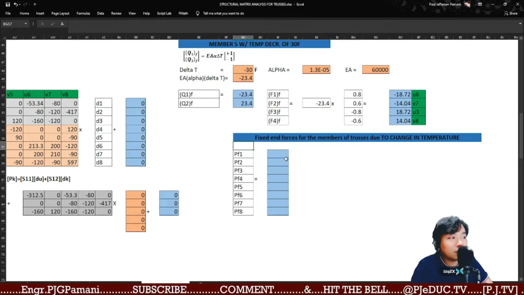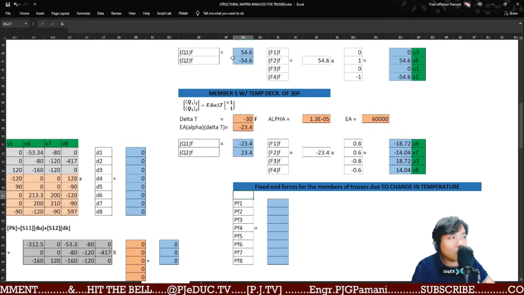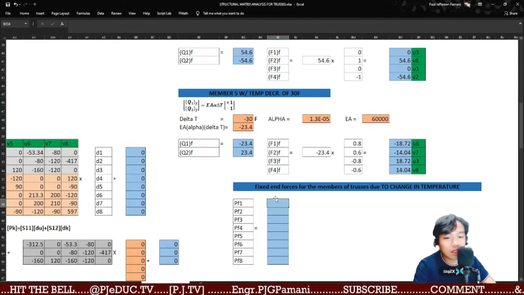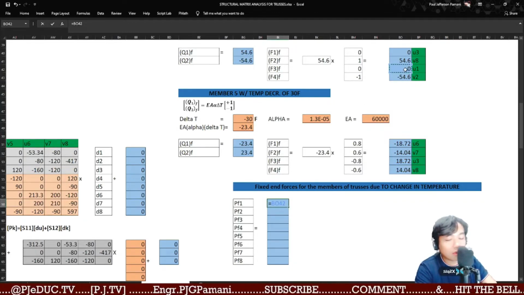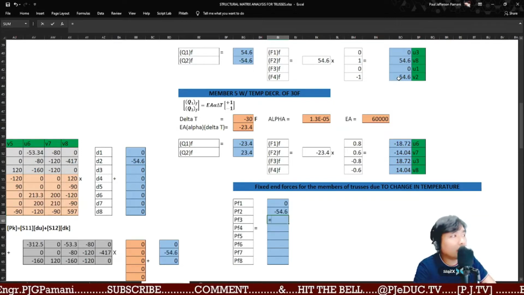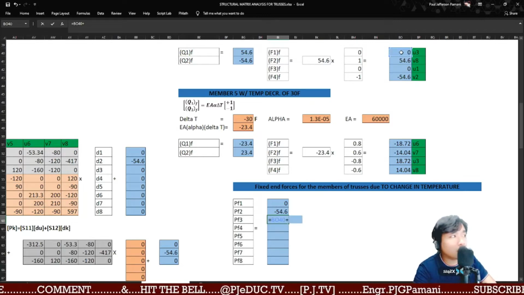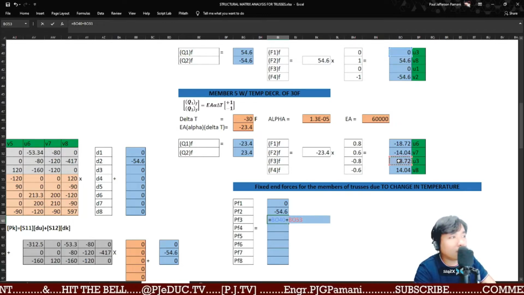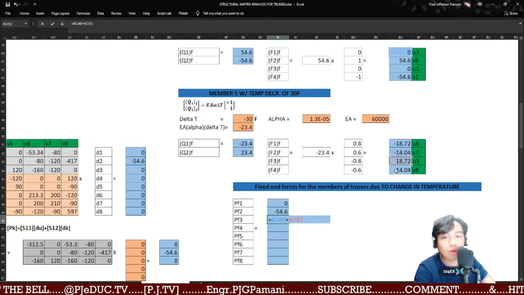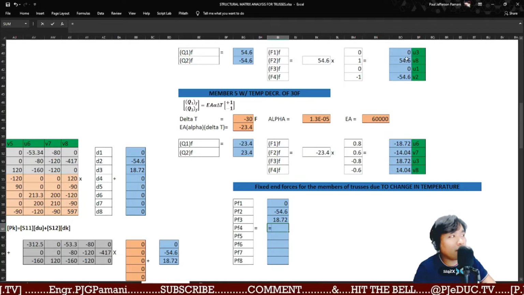Okay? Due to change in temperature, PF1 designates the axial force 1 between member 2 and member 5, so that is equal to 0. PF2 is V2. PF3 is U3 plus the other U3 for member 5. I-add mo lang silang dalawa. So enter. Equal to PF4.